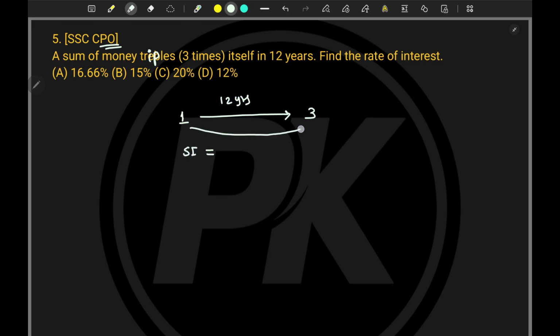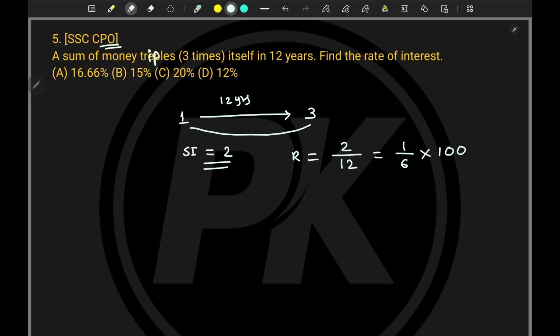So what is simple interest? The difference between these two. What is the difference between these two? It is 2, and this 2 is over 12 years, right? That means the rate of interest is how much? It is per year we have to calculate, right? So simple interest 2 divided by 12. So it is 1 by 6. And is it in percentage? No. To make it a percentage, what do we have to do? We have to multiply it by 100, right?